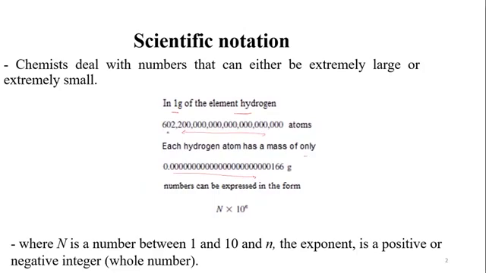0.00000000000000000000000166 grams. I can use a simple way to write those numbers by using a formula that says my number is equal to N multiplied by 10 to the power n. For the first one, we could say that it is 6.02 multiplied by 10 to the power 23. As for the second number, I can simplify it by saying it's equal to 1.66 multiplied by 10 to the power minus 27.